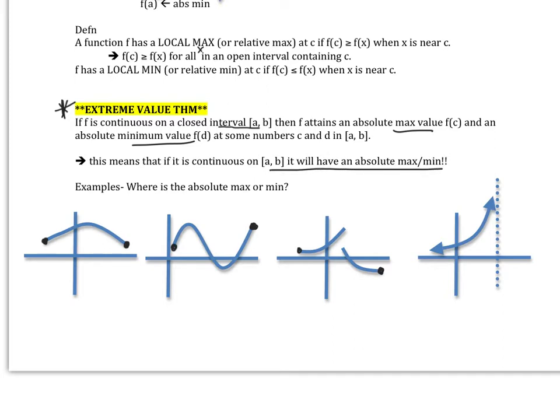So where is the absolute maximum or absolute minimum on each of these examples? On this first one, there is the absolute max, right here. We'll call this one the absolute maximum. And this point right here is lower on this side, so we'll say that's the absolute minimum.